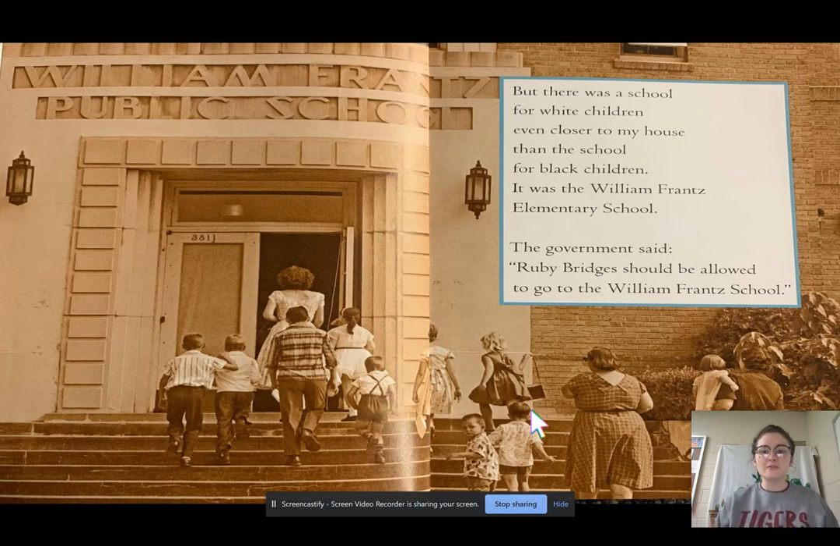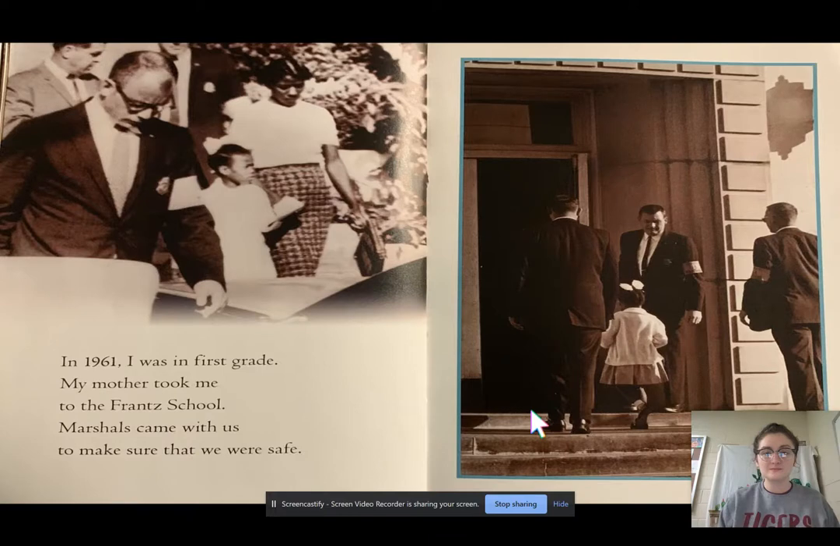But there was a school for white children even closer to my house than the school for the black children. It was the William France Elementary School. The government said Ruby Bridges should be allowed to go to the William France School. In 1961, I was in the first grade. My mother took me to the France School. Marshals came with us to make sure we were safe.